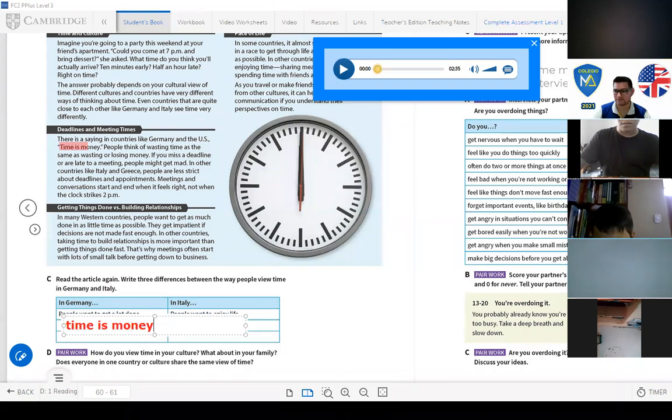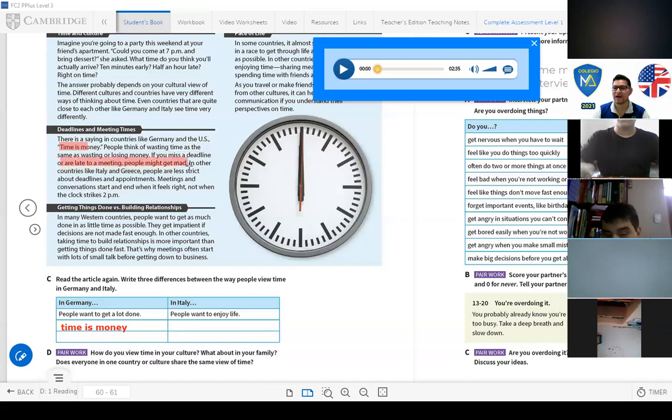Ya, lo que pasa es que los alemanes, los americanos son bien productivos, ya. O sea, for them, the time is valuable. El tiempo es muy importante, es muy valioso, ¿no? For example, people think wasting time is the same as losing money, ¿no? Si pierdes el tiempo, para ellos es perder dinero, ¿no? If you miss a deadline or are late to a meeting, people might get mad. In other countries like Italy and Greece, people are less strict about deadlines and appointments, no? Here we have, in Italy, people are less strict, son menos estrictos en ese sentido, right?